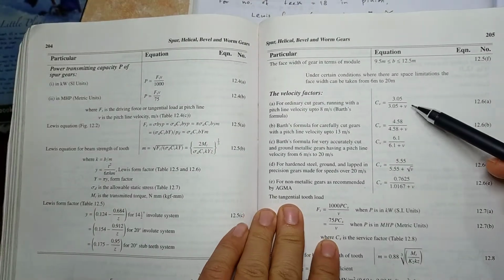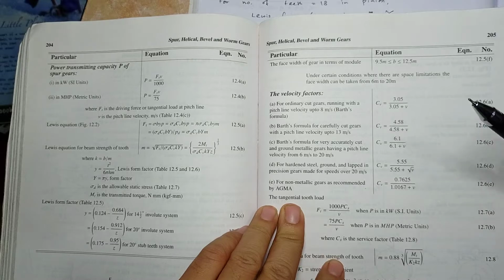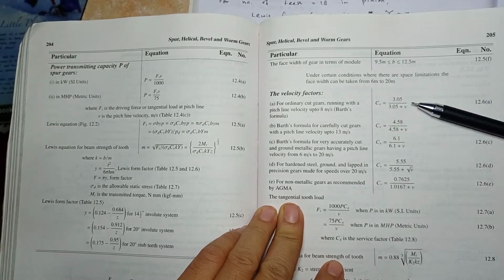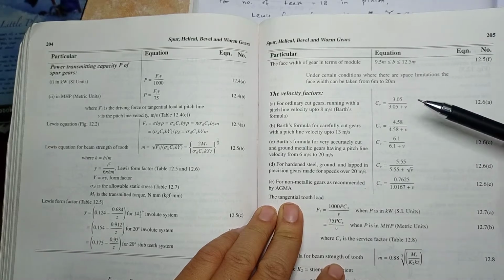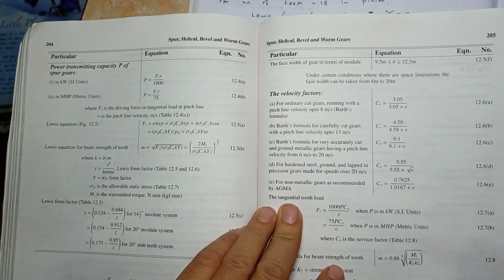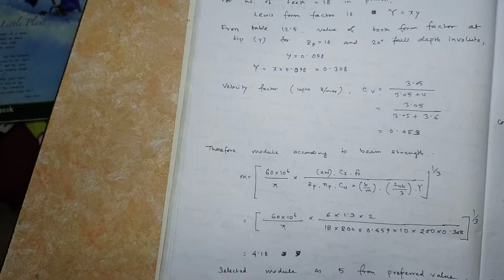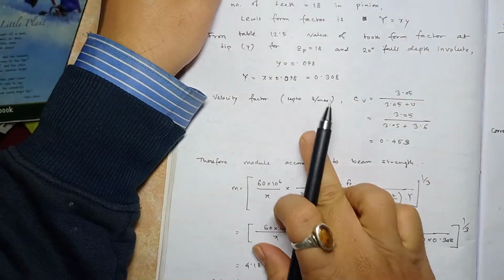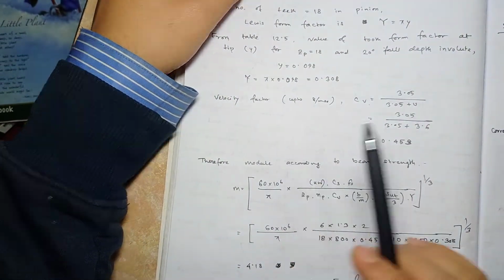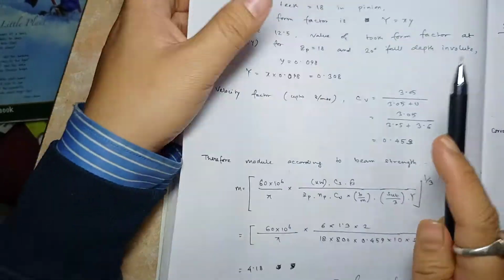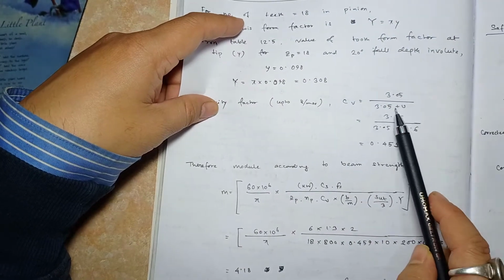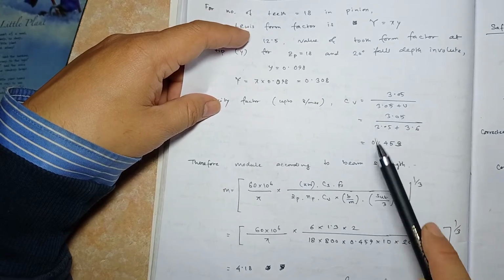Actually, this depends upon the designer and what type of gears he wants to design. Then he will select the velocity factor relations from this, put the pitch line velocity here, and calculate the velocity factor. Since it is less than 3.6 meter per second, we'll use this relation. So here you put the values, and you'll get CV.